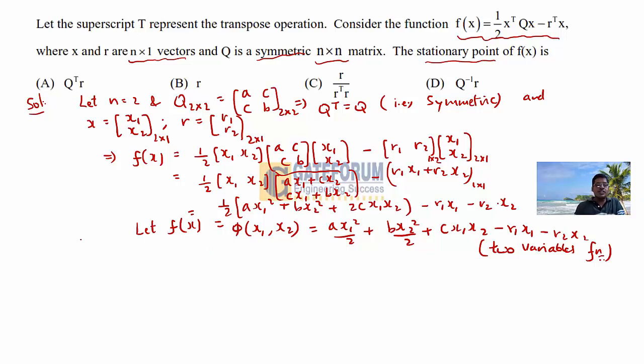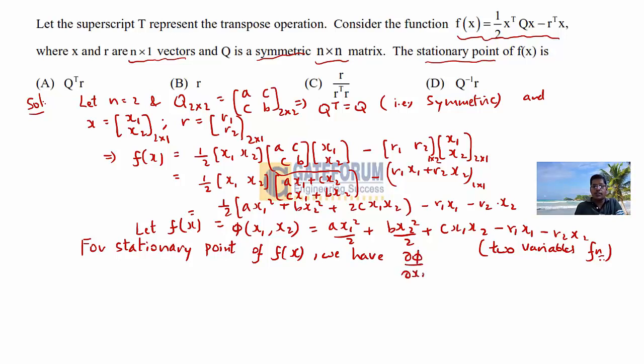Because they are asking stationary points of f of x, that is phi of x1 comma x2, we have the necessary condition: first order partial derivatives are 0. That is dou phi by dou x1 is equal to 0, and dou phi by dou x2 is equal to 0. With respect to x1 partially means x2 constant. With respect to x2 partial derivative means x1 constant.